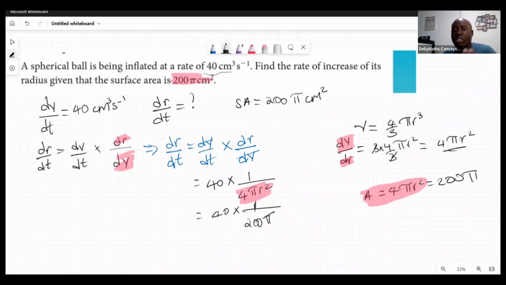So I have an opportunity there to plug the 200 pi where the 4 pi r squared is, because that is the area, the total surface area. So you could see 40 to itself 1, 40 into this will give me 5. So let me just take my time. I have 1/5 with pi under there. And what is this I'm finding? It says it's going to be centimeter per second. So this is dr dt, which is the rate of change of the radius, right?